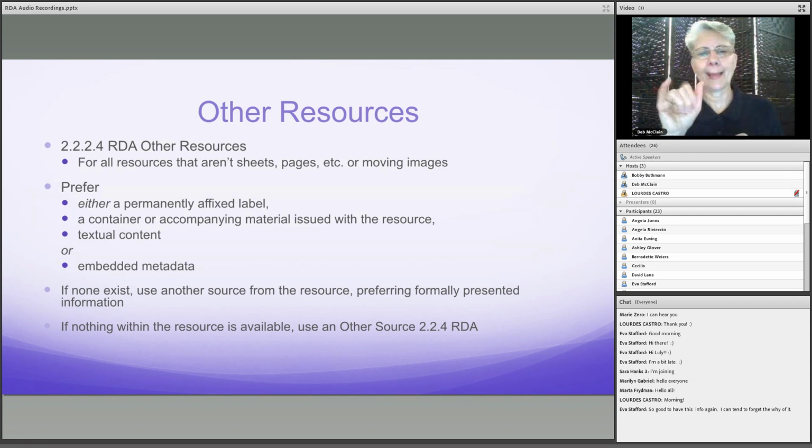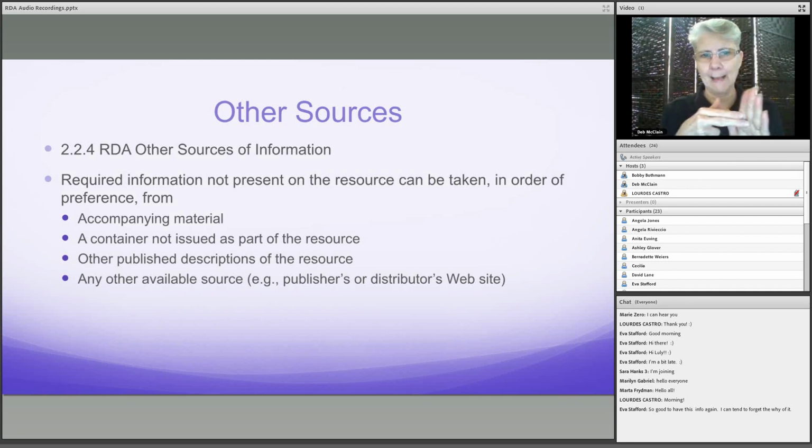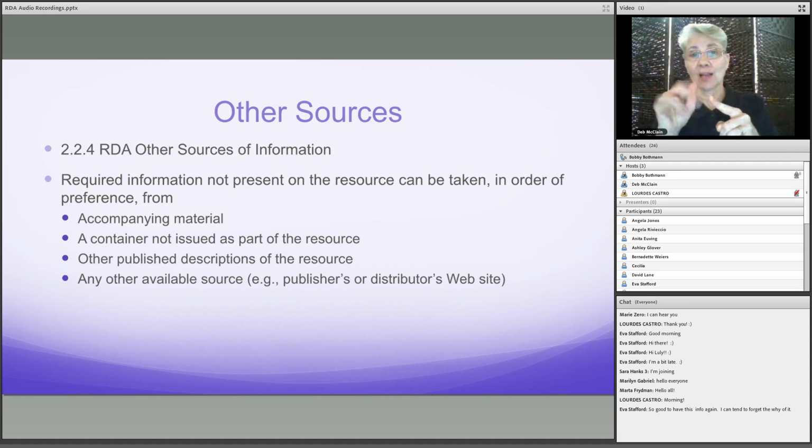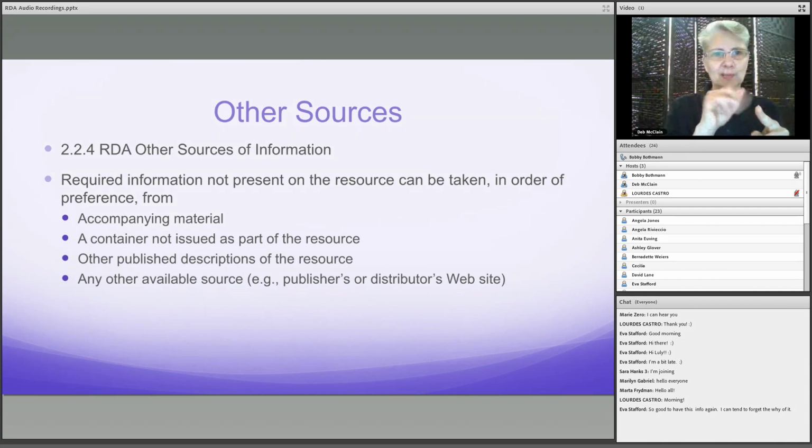So for your streaming and downloadable media, it will be the words that you see on the web page in front of you that you would use as your source of information. For a playaway, of course, you would want to prefer a fixed label to that. Information coming from outside the resource itself is something like, for a playaway, accompanying material, but the publisher's website and that type of thing, that's usually what we're looking at for other sources.